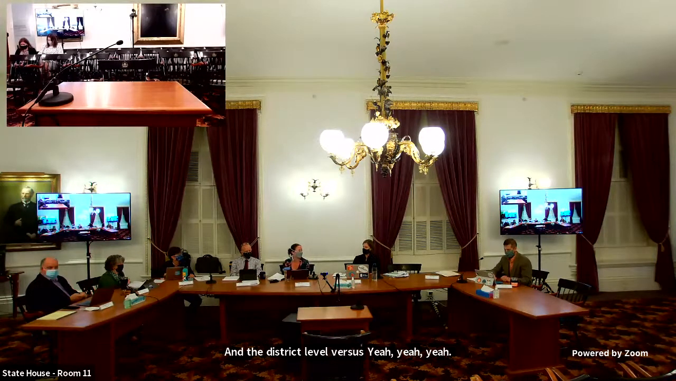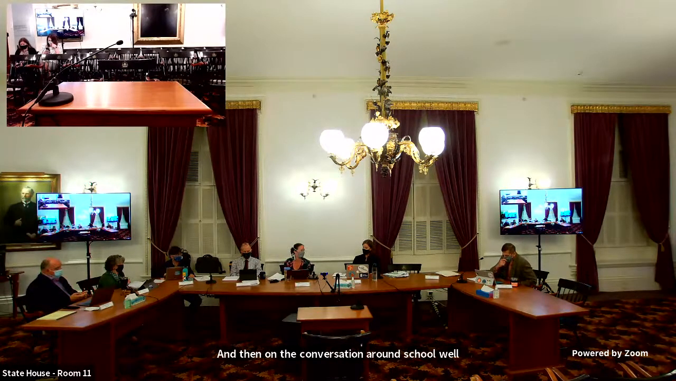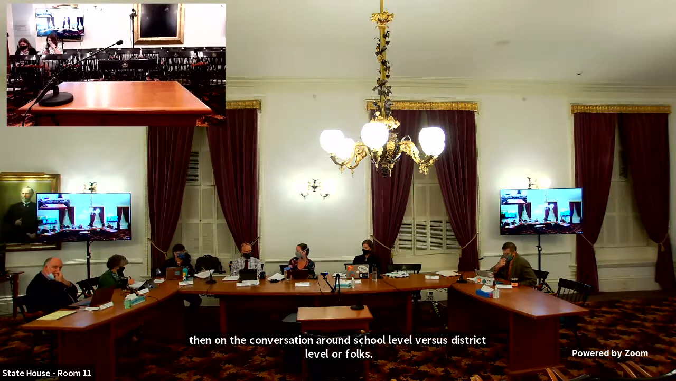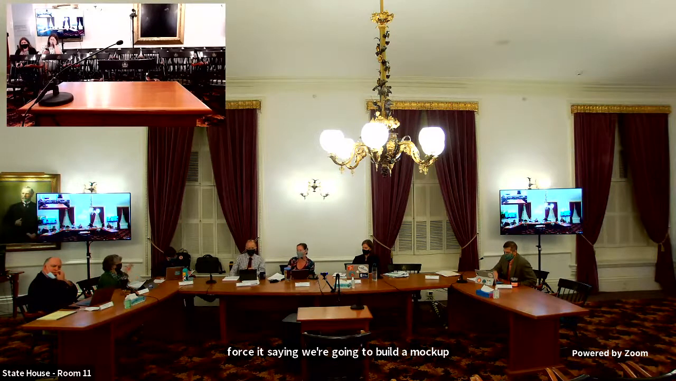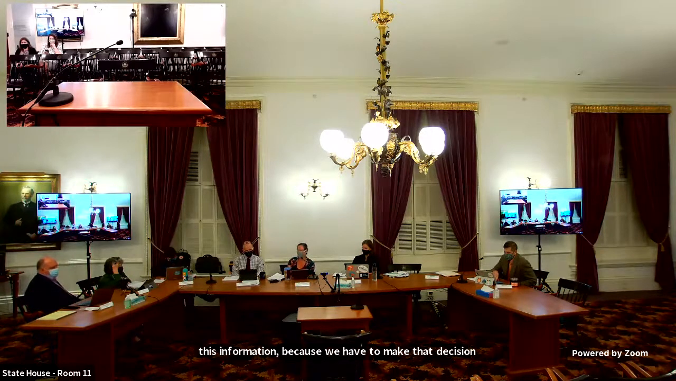And then on the conversation around school level versus district level, are folks ready to make a preliminary decision on this? Again, this is not saying that we are going to vote on this as a task force. It's saying that the first model we're going to look at would be based on this information. Because we have to make that decision in order to actually look at some numbers at our next meeting or the meeting after.